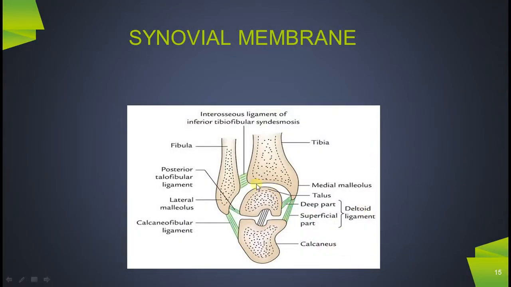Lining the interior of the joint cavity, you are able to see the joint cavity lined by the synovial membrane, but the synovial membrane ceases to line the articular cartilages. It ceases at the periphery of the articular cartilage. The remaining part of the capsule and the remaining part of the bones are lined by the synovial membrane.